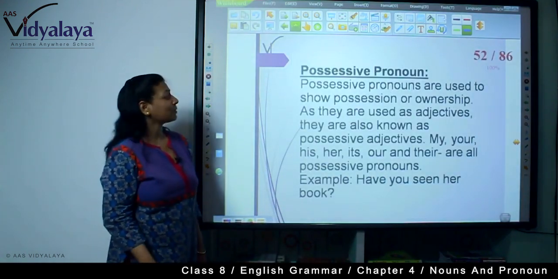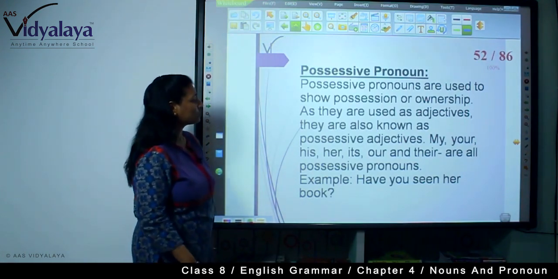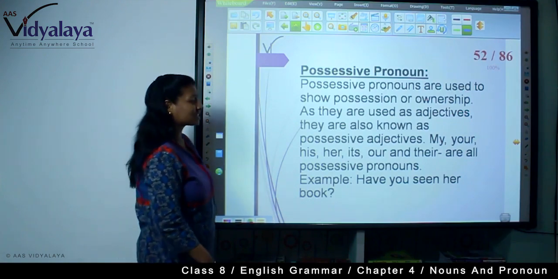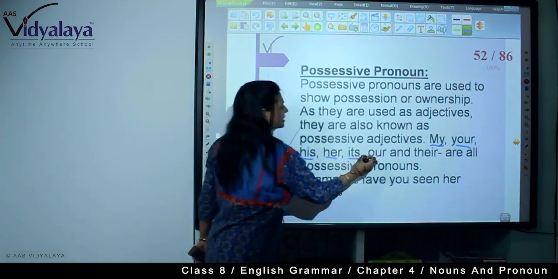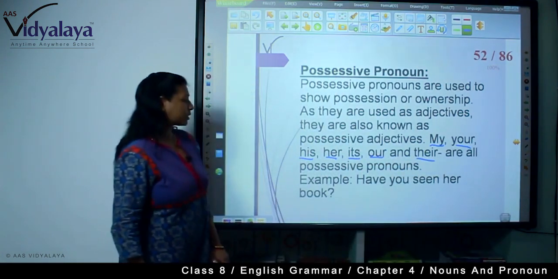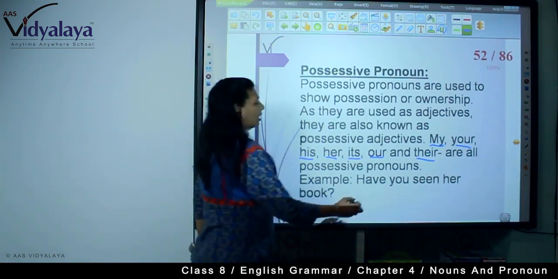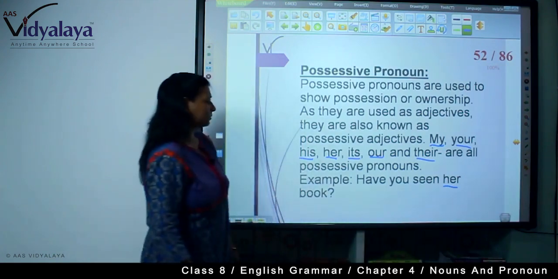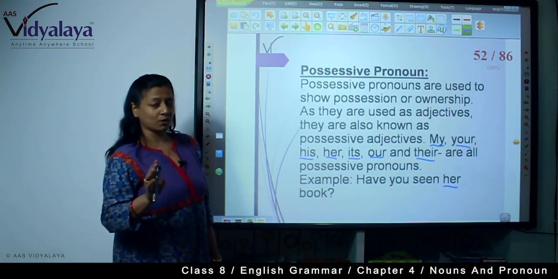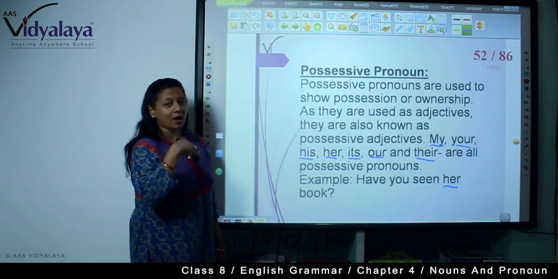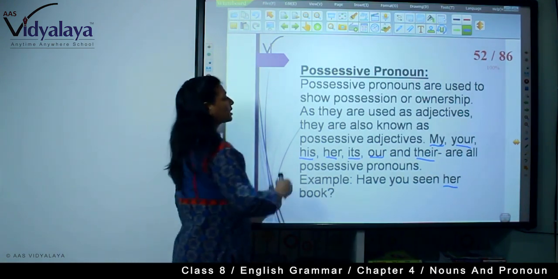Next is possessive pronoun. Possessive pronouns are used to show possession or ownership, as they are used as adjectives. They are also known as possessive adjectives. For example, my, your, his, her, its, our, and their are all possessive pronouns. Example, have you seen her book? So, her is possessive pronoun. His is possessive pronoun. Its, our, all these are possessive pronouns. Our book, your house, her room: possession, ownership.